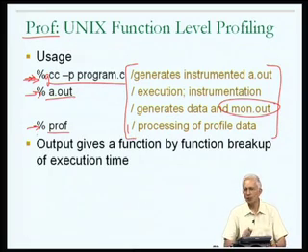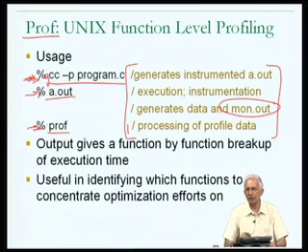Okay, what is the output that you see when you run prof? The output that you get is, function by function, a breakup of the execution time, the percentage of execution time that was spent in that particular function. In addition, it also gives you the number of times that each function was executed. And these two pieces of information will be useful in identifying which functions you should concentrate your optimization efforts on. For example, if you had done this on the LINPACK benchmark, you might find out that 70% of the execution time was spent in SAXPY, which was called a huge number of times.